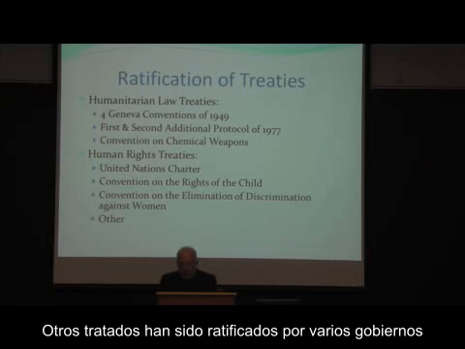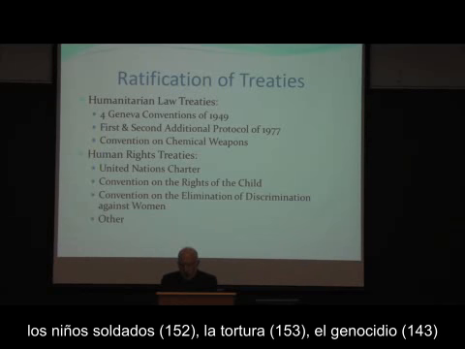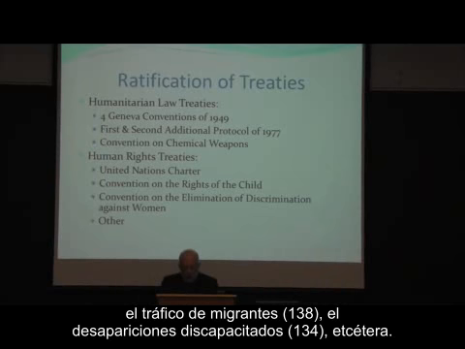Other treaties that have been ratified by varying numbers of governments include racial discrimination, 176, child prostitution and pornography, 165, child soldiers, 152, torture, 153, genocide, 143, smuggling of migrants, 148, and the disabled, 134, etc.